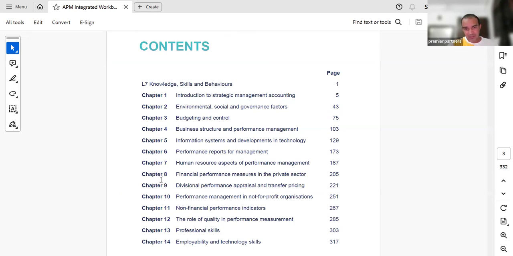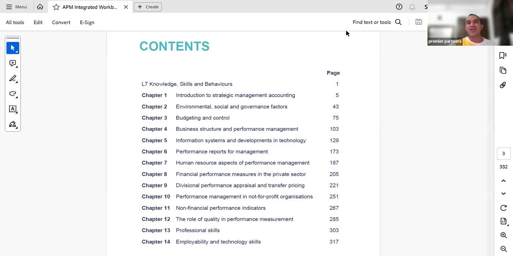then financial performance measures in the private sector. So whenever you have calculations, chapters 8 and 9, divisional performance and transfer pricing, they come into the picture. Then performance management in not-for-profit organizations, NFPs. Then non-financial performance indicators, where all your balanced scorecard and everything comes in. Then quality. And finally, professional skills, employability and technology skills. Right, now we have very limited time, 2 weeks and about 12 hours, so let me quickly take you through as much as possible.